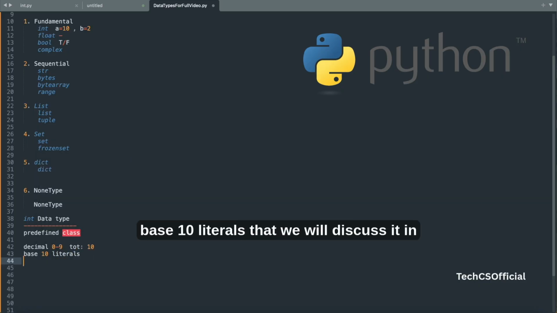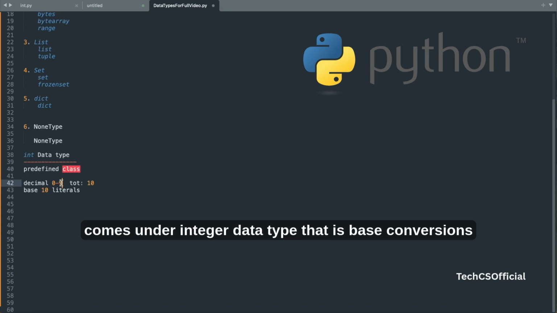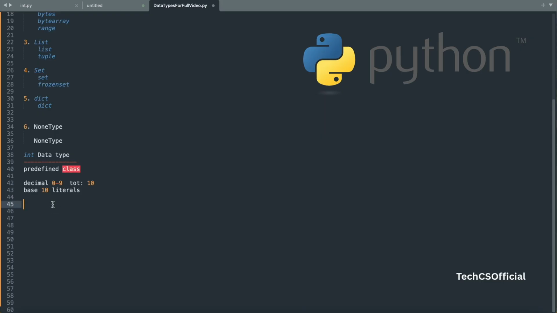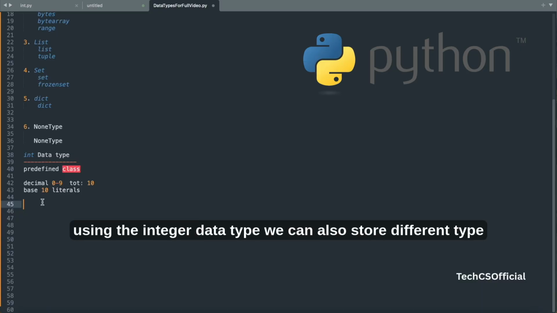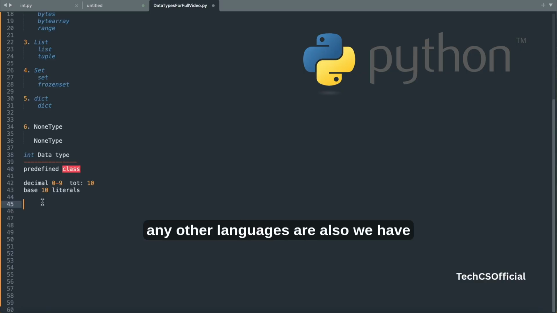We will discuss base 10 literals with the integer data type. There are multiple conversion types under the integer data type, that is base conversions, that we will see in upcoming sessions. So by using the integer data type we can also store different types of number system values, in Python or any other language. We have four different types of number systems if you are using an integer.